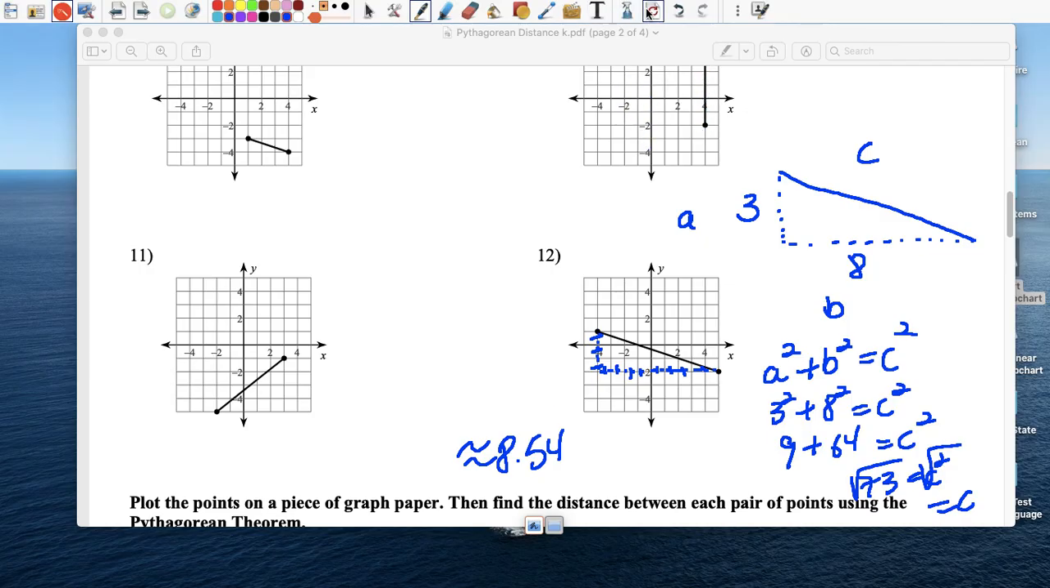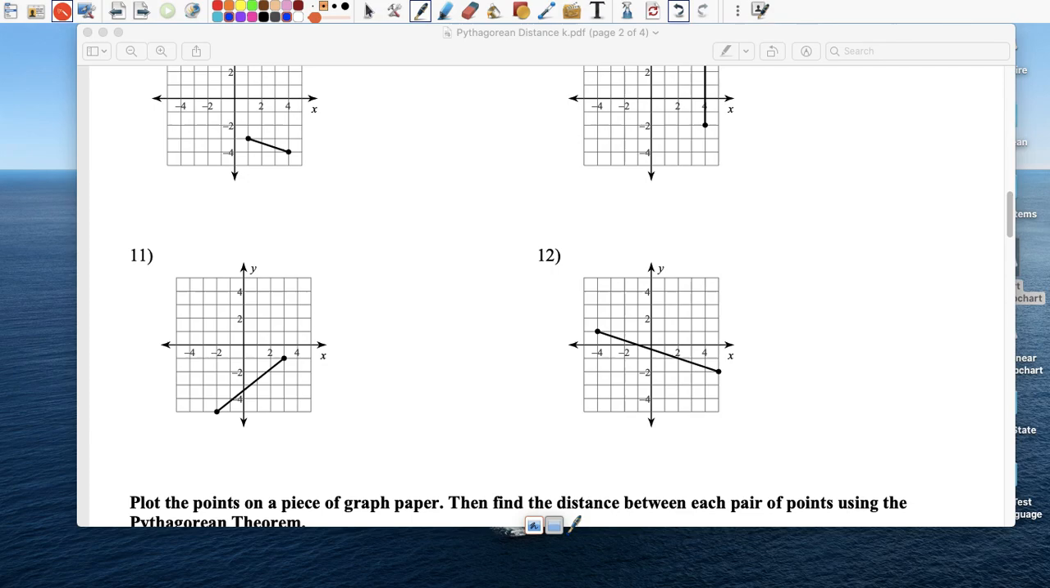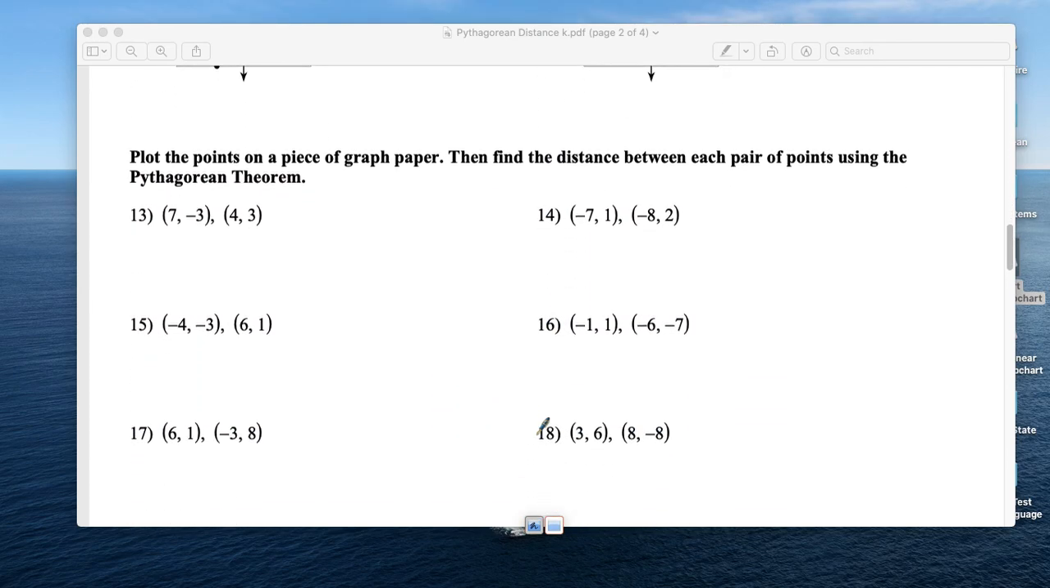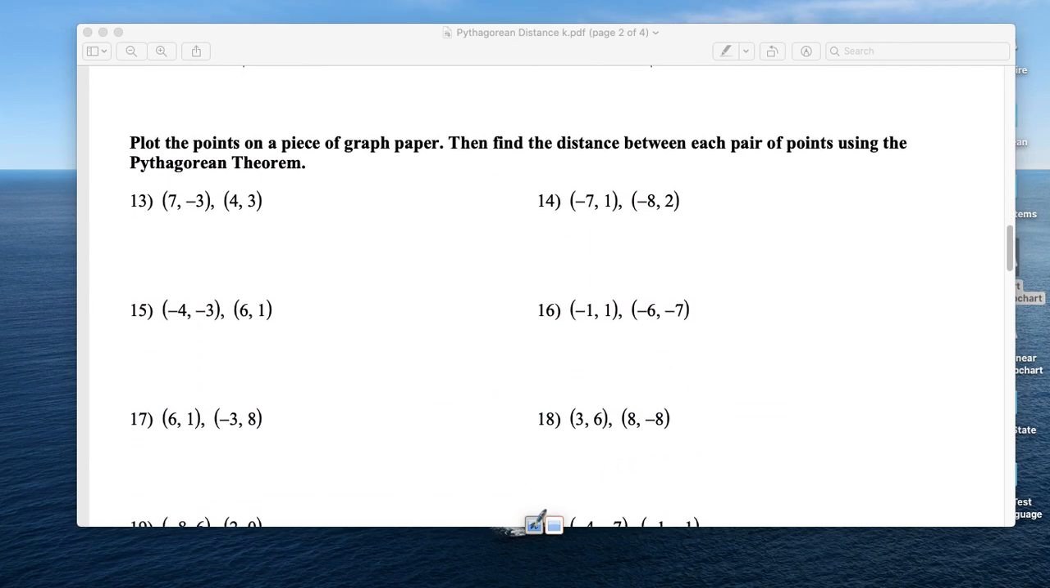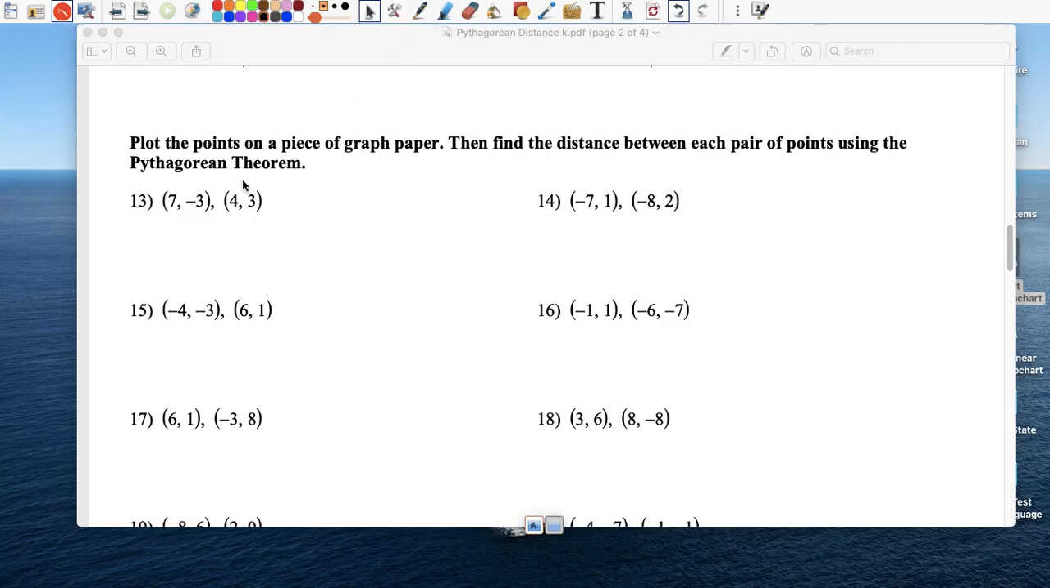Now, the next section here, I'm going to spend a little more time. I'll take the first one, 13. So let's do 13. If you look at 13, if I were to start this, I would draw a little graph here, a little coordinate plane, just so I can imagine where 7 and negative 3 is: 7 to the right and negative 3, so somewhere around here. 4 and 3 would be 4 to the right and then 3 up.